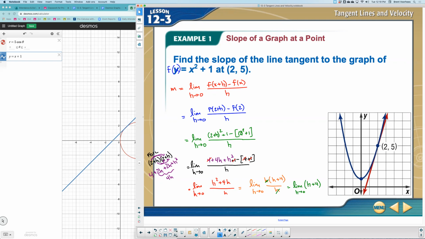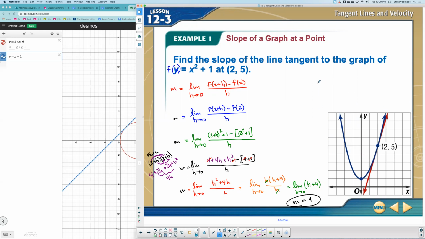Now that I have this as a polynomial, I can substitute in directly and determine that the slope will equal 4. M is the slope. Like this whole time we were saying m equals this, m equals this. This is the slope. And so our slope here equals 4. And so this tangent line would have the slope of 4.